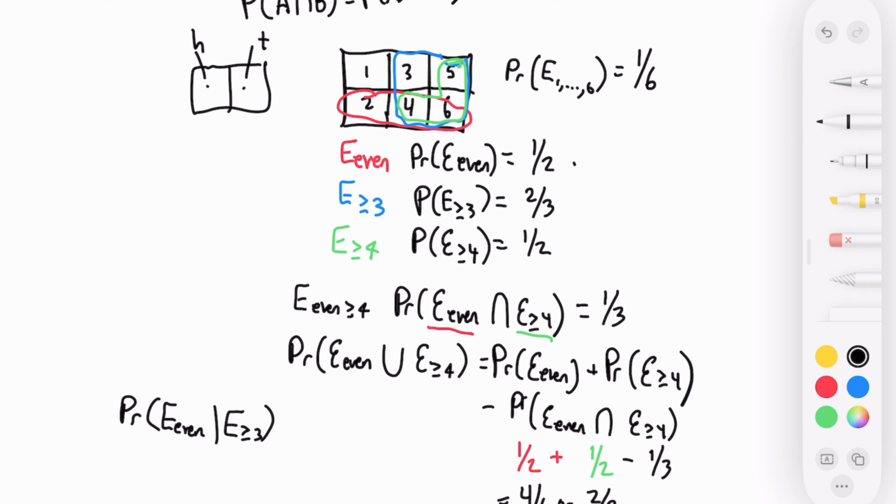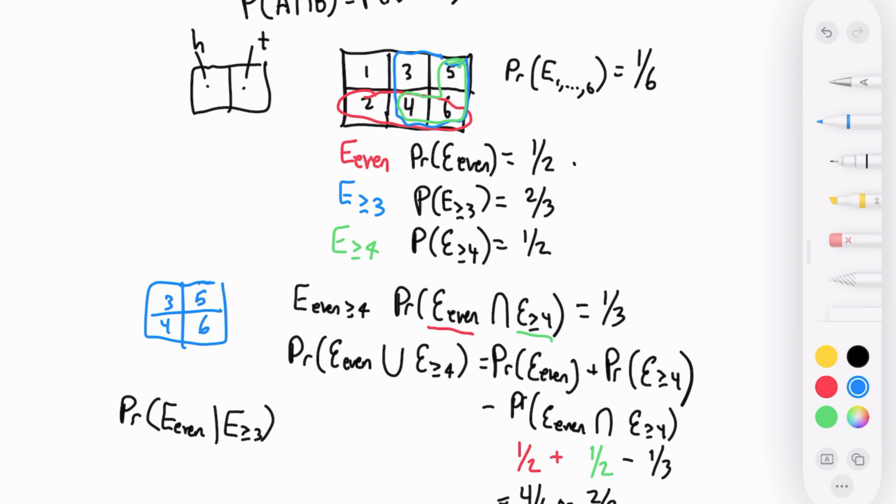And what we're going to do is take a look at this, and by staring at this, we can say, well, the event that it's greater than or equal to 3 is me restricting my sample space. It's me defining a new sample space where, because we're conditioning on greater than or equal to 3, we're going to have 3, 4, 5, and 6.